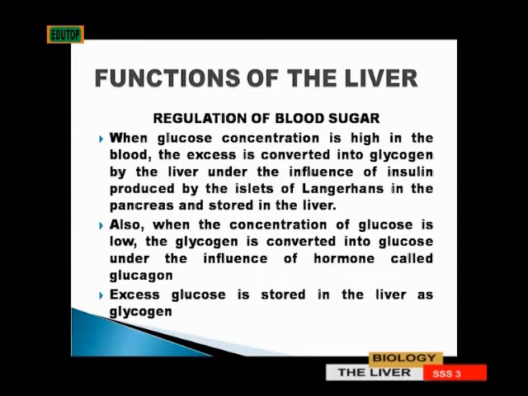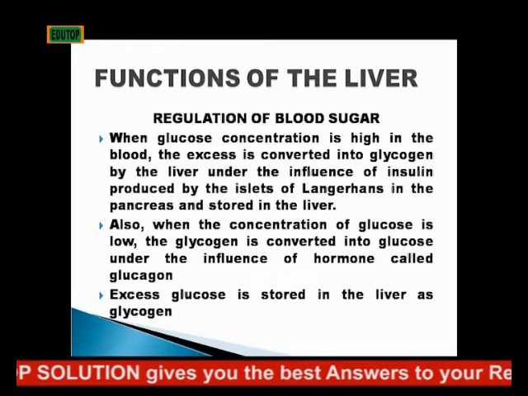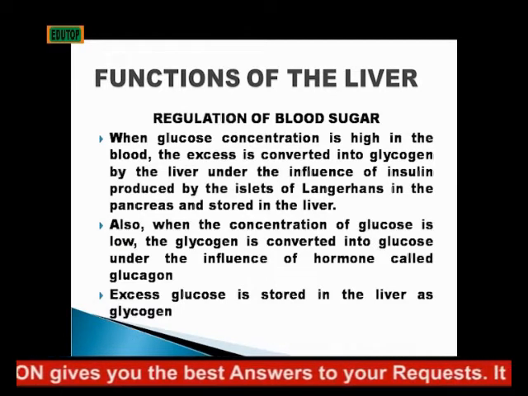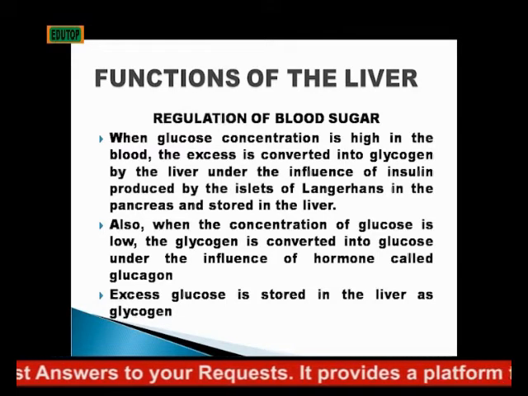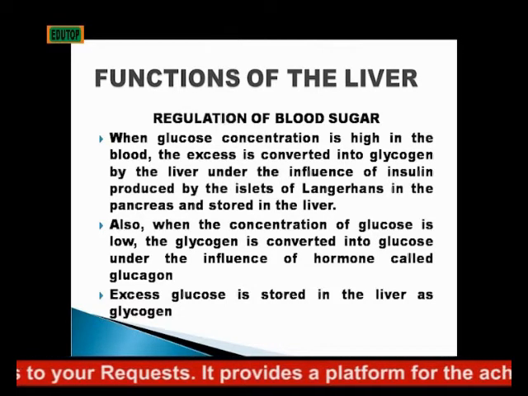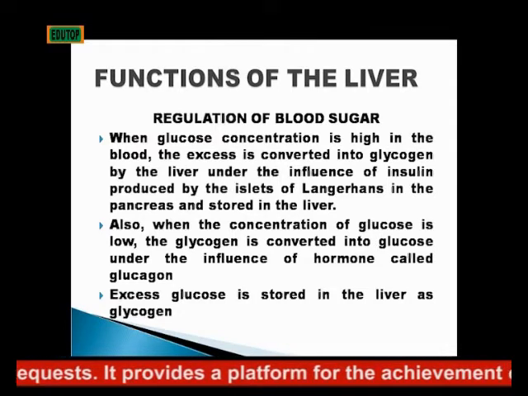The functions of the liver: first, it regulates blood sugar. When the glucose concentration in the blood is high, the excess glucose is converted into glycogen by the liver under the influence of a hormone called insulin that is produced by the islets of Langerhans. That's the structure that produces insulin. So insulin is the one that converts excess glucose into glycogen, and then it is stored in the liver.